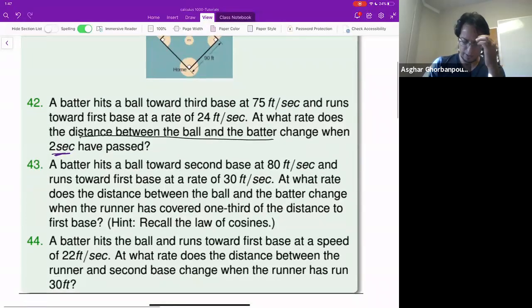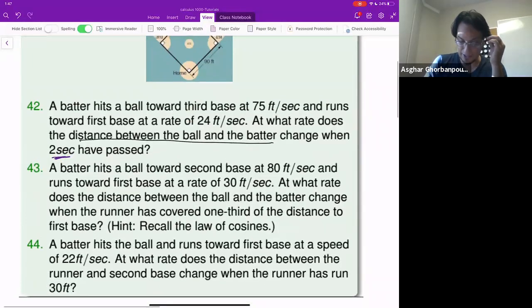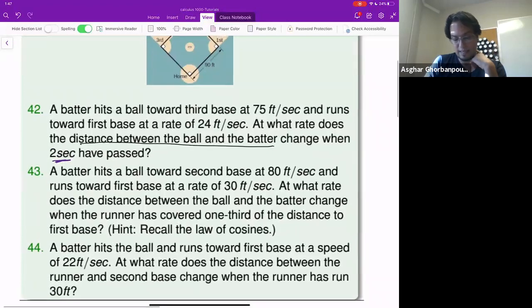So question 43: this time the batter hits a ball toward the second base. This is a different story. The ball travels at 80 feet per second and the batter runs toward the first base at the rate of 30 feet per second. At what rate does the distance between the ball and the batter change?